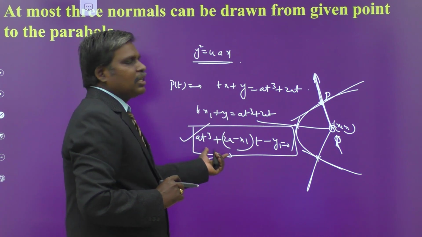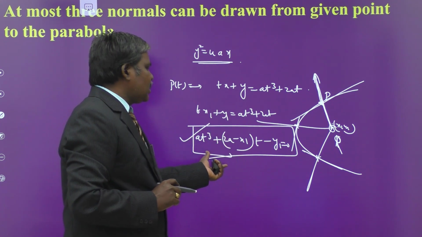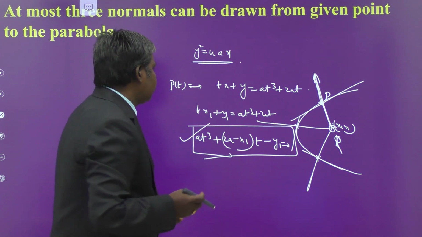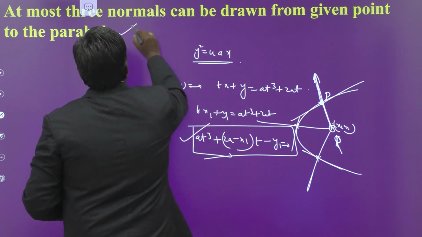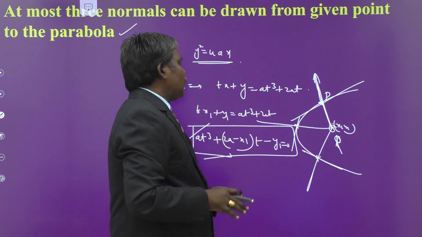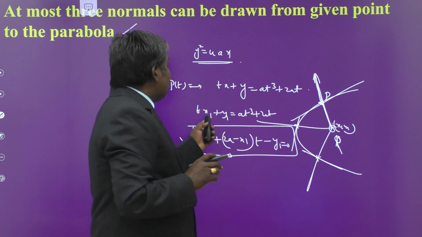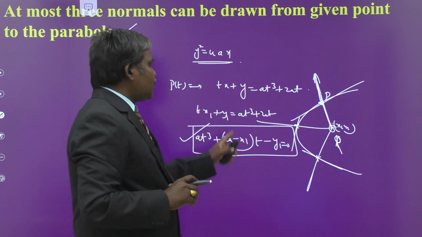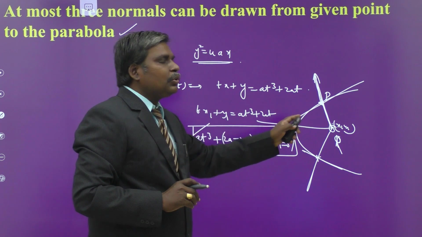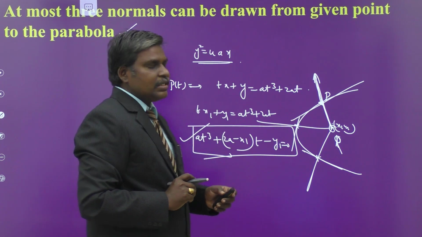Because we obtain a cubic equation. Suppose if it is a 4th degree equation, we obtain maximum number of normals as 4. So, at most 3 normals can be drawn from a given point to the parabola. Depending upon the number of real roots of this equation, we obtain the real normals to the parabola through the point.